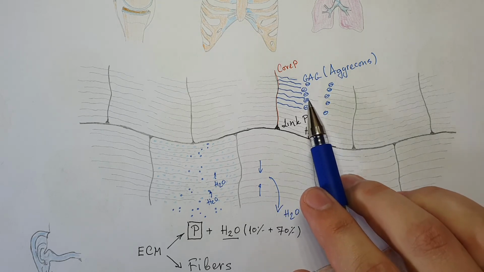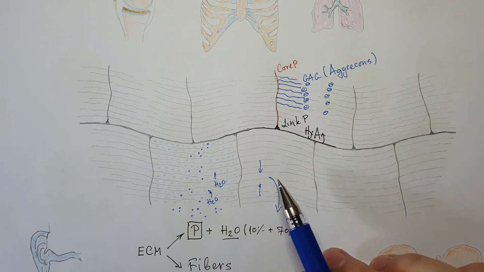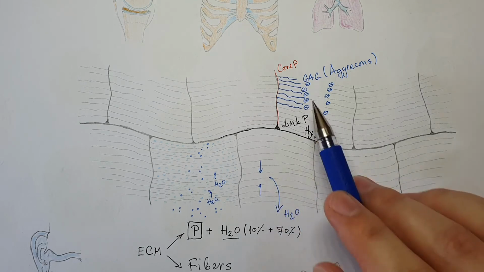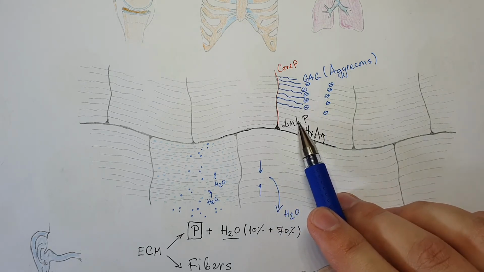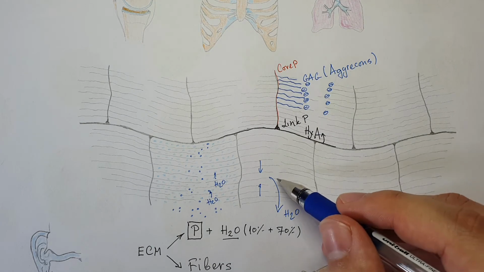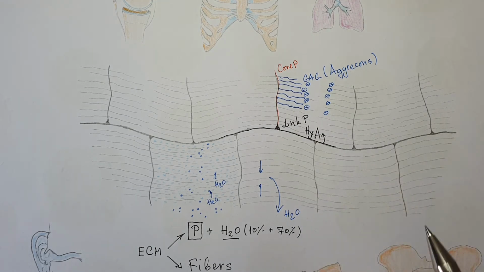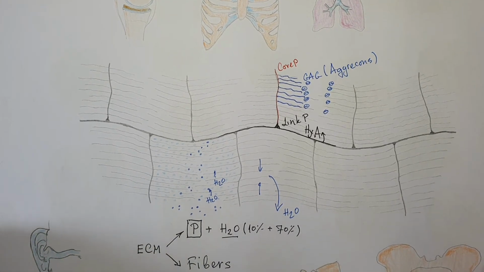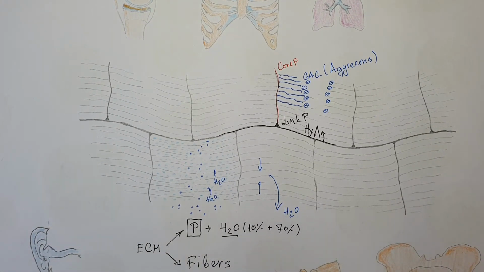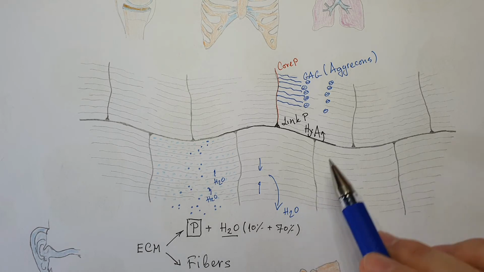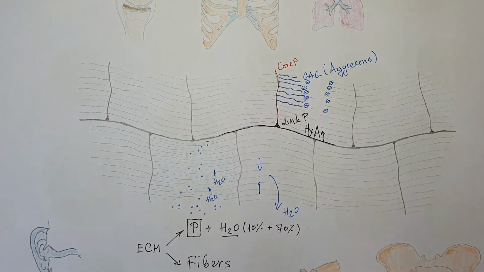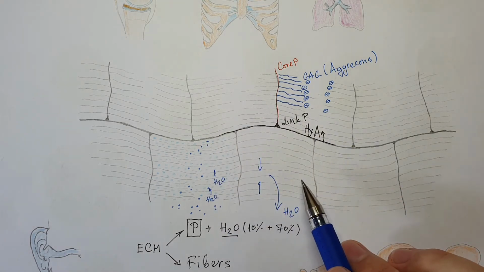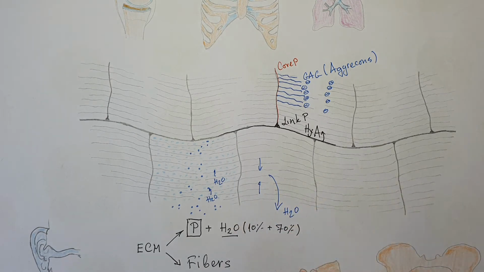But because these molecules are negatively charged, when the pressure is released, they naturally separate and the water comes back in. This is important, and that is how cartilage maintains its shape and structure regardless of the pressure, because it has these functional proteins that can bind water and have these complicated structures.